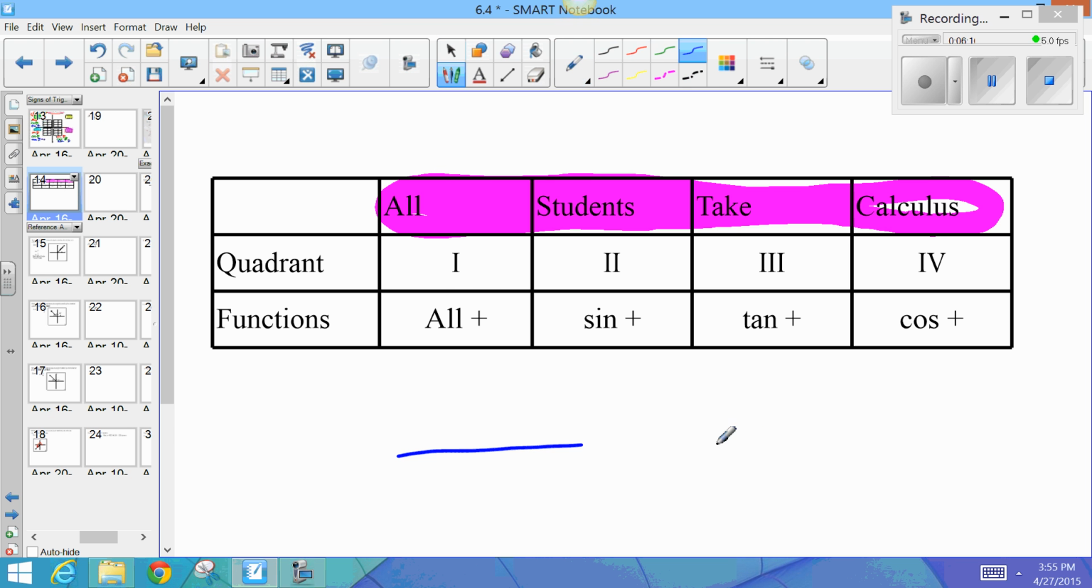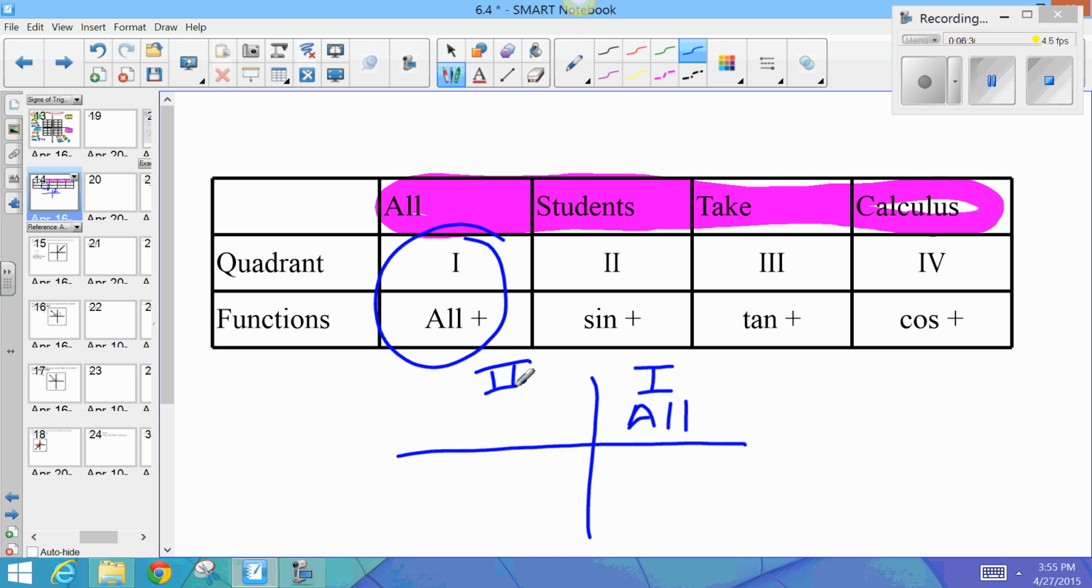So here's how you use this. I've got my 4 quadrants, and so in quadrant 1, all of the trig functions are positive. That's what this A stands for. In quadrant 2, so this is rotating counterclockwise, the S stands for sine, so sine is positive. All are positive in quadrant 1, sine is positive in quadrant 2. And so the other two, cosine and tangent, are negative, okay?